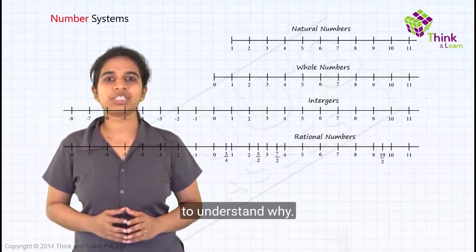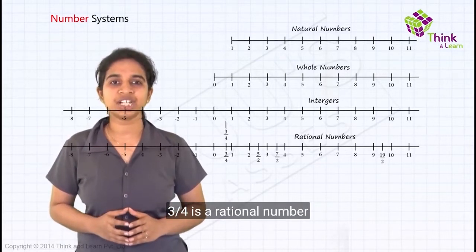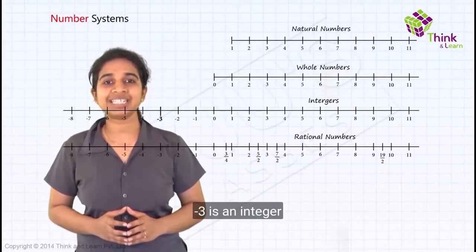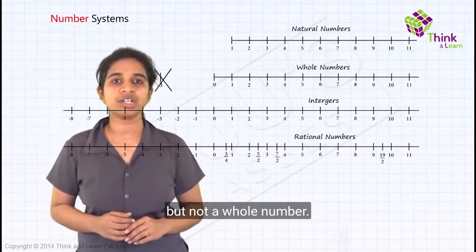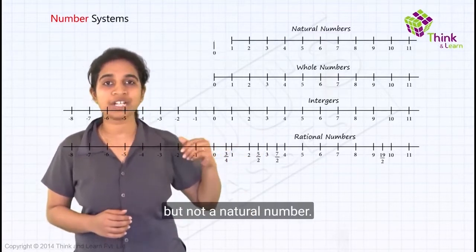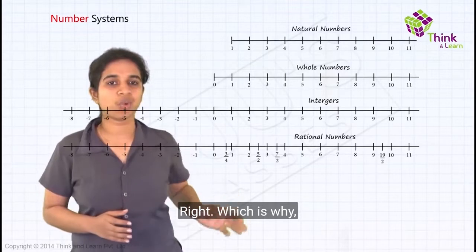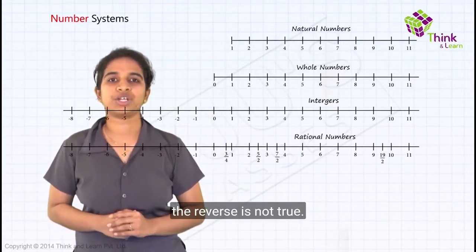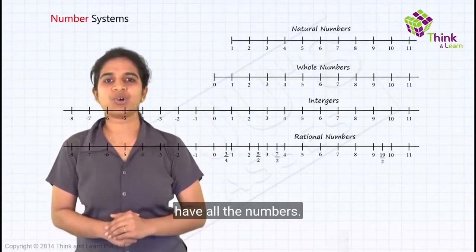Let's take an example to understand why. 3 by 4 is a rational number but not an integer. Minus 3 is an integer but not a whole number. 0 is a whole number but not a natural number, which is why the reverse is not true. So now, do we have all the numbers?